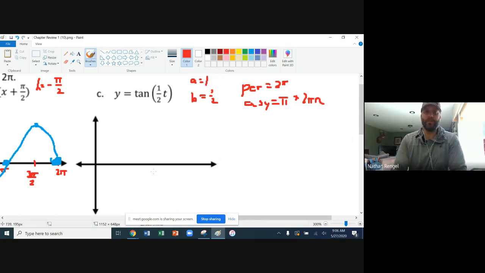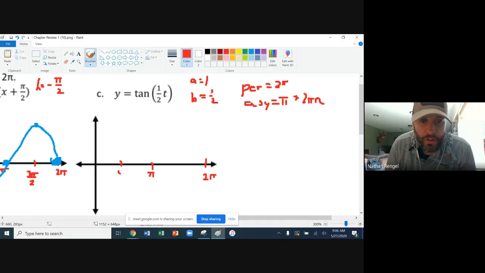So pi is going to be where my asymptotes are. And we're graphing from 0 to 2 pi. So I'll graph, here's where 2 pi would be. Here's where pi is. Pi over 2. And 3 pi over 2. So I have an asymptote at pi. I'm going to make it green so it sticks out.